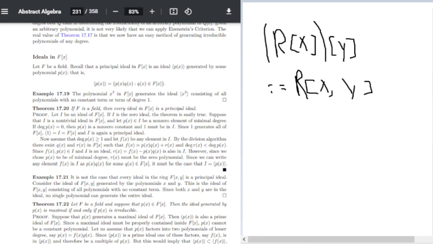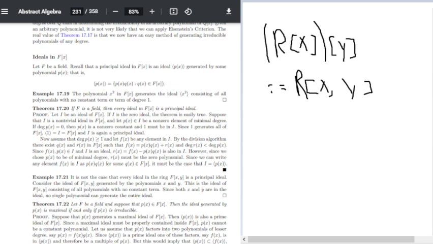Let I be an ideal in F of x. If I is the zero ideal, the theorem is easily seen to be true. Suppose that I is a non-trivial ideal in F of x, and let p of x in I be a non-zero element of minimal degree. If the degree of p of x is equal to 0, then p of x is a non-zero constant polynomial, and 1 must be in I. Since 1 generates all of F of x, the principal ideal of 1 is equal to I is equal to F of x, and I is again a principal ideal.